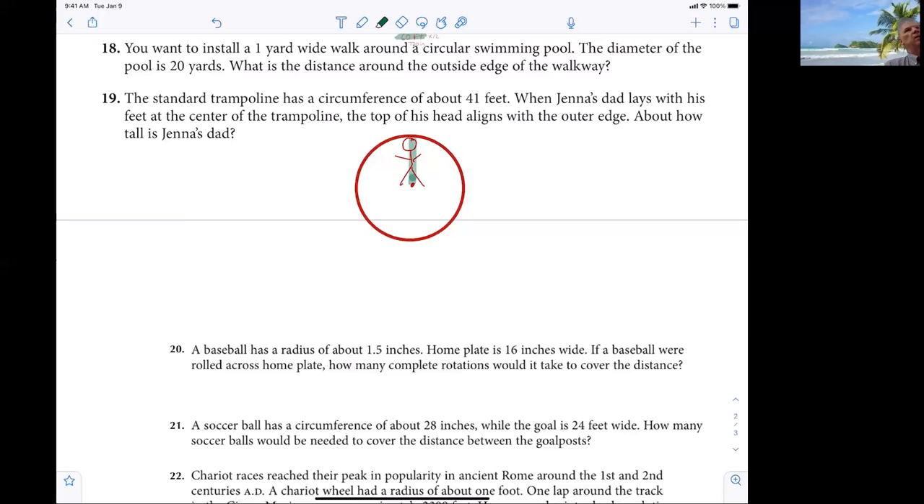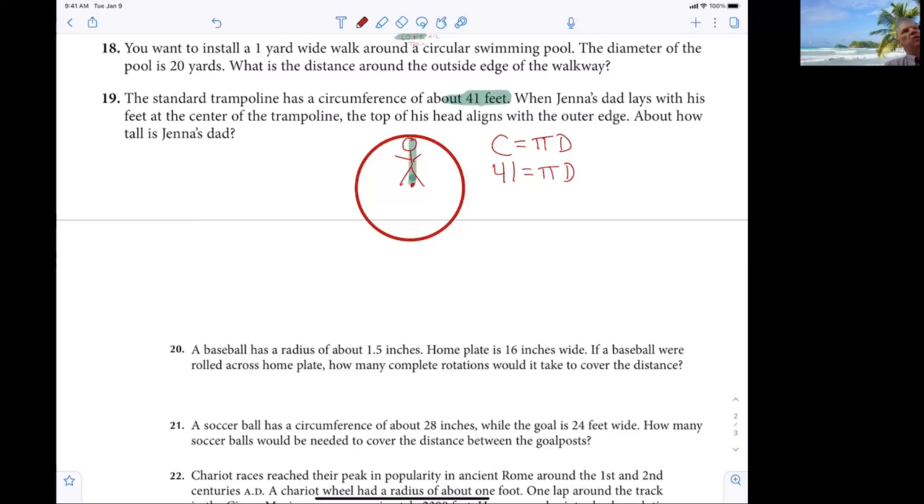So now we know that the circumference of the trampoline is what? Let him answer. 41 feet. So what's the formula for circumference? Pi times diameter. All right. So what's the circumference right now in this problem of the trampoline? So 41 is equal to pi times d.